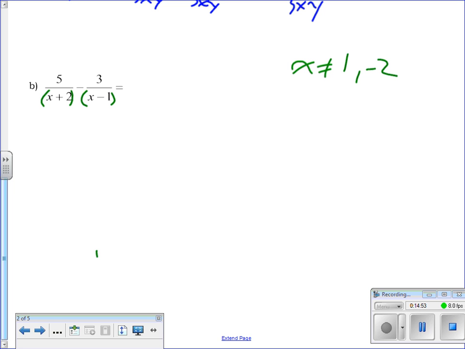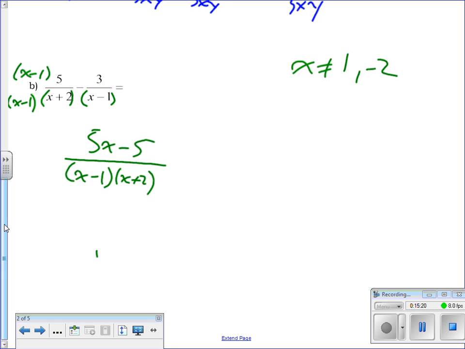So what do I have in the second denominator that I don't have in the first? I don't have x minus 1. So I have to multiply the numerator and the denominator by x minus 1, which for this fraction, 5 times x minus 1 gives me 5x minus 5 all over x minus 1 times x plus 2. Do not FOIL out the denominator. Leave it. One, you don't want to make a mistake. Two, if we can reduce later, you'll want it in factored form anyways.